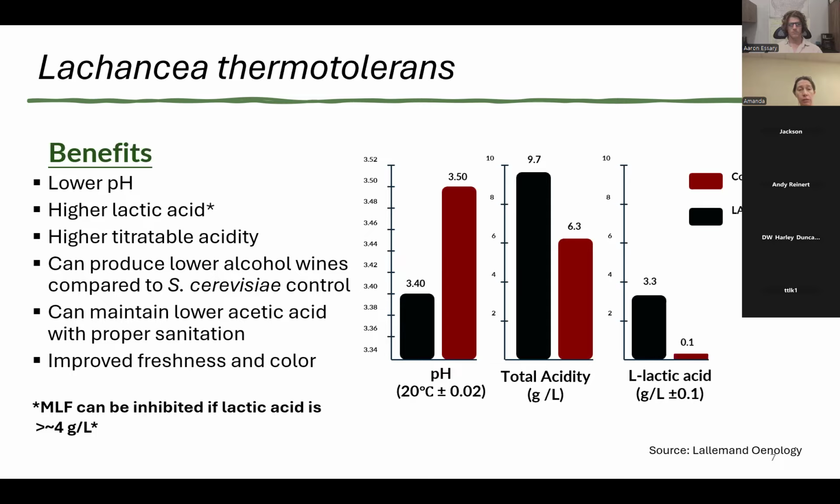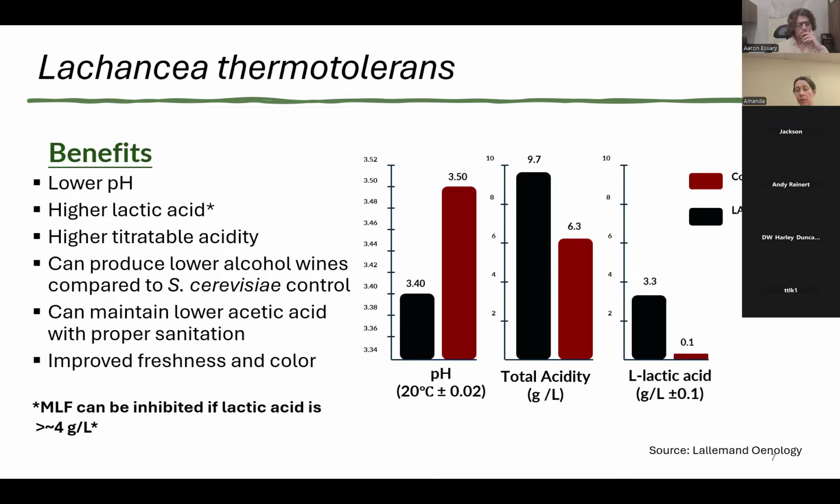A note of caution with this higher lactic acid production, I found in my own research, and then it's established in the literature too, that malolactic fermentation, if you try to inoculate for MLF with the Oenococcus oeni bacteria, MLF can be inhibited if the lactic acid is greater than around 4 grams per liter. So too much lactic acid is toxic to the Oenococcus oeni bacteria.